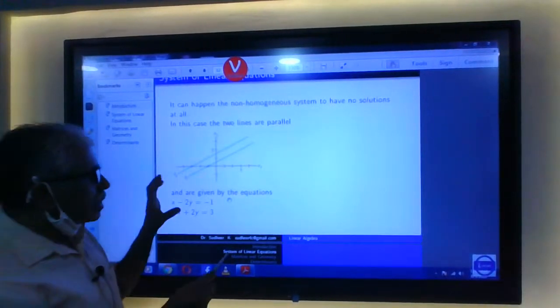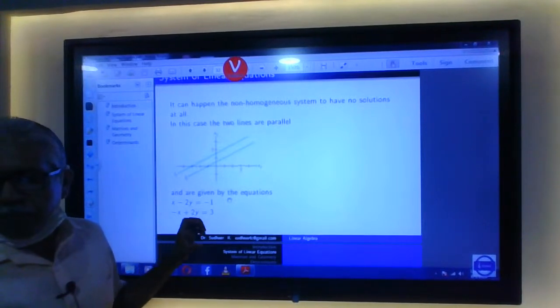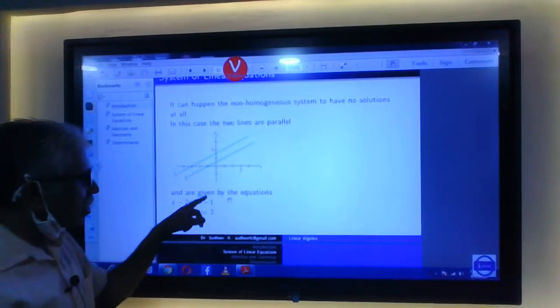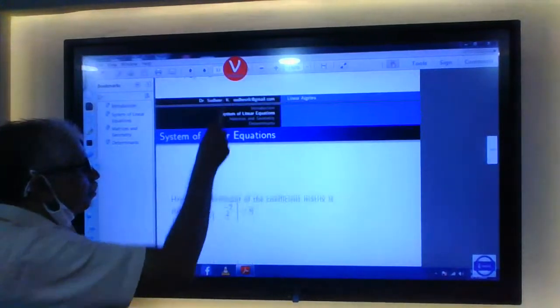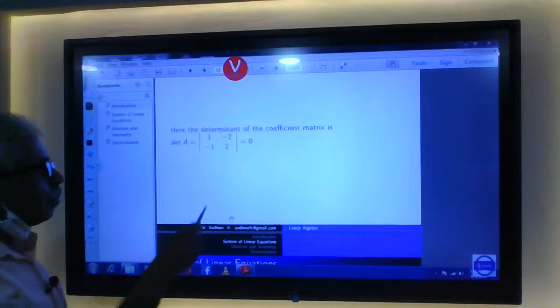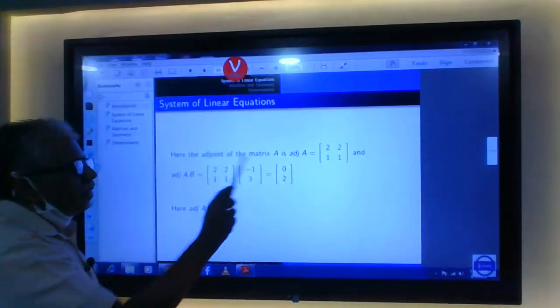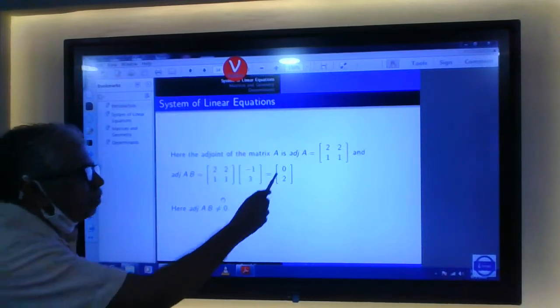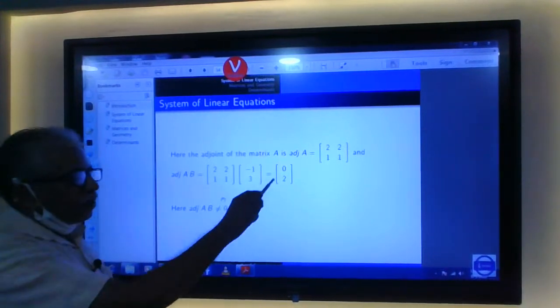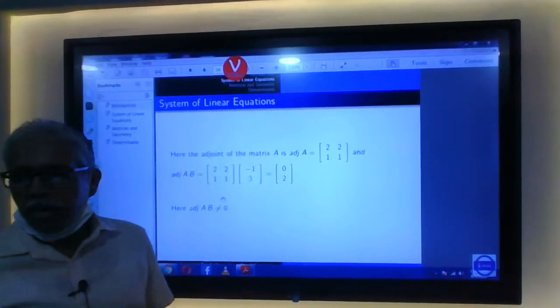And now, in this case, we check what conditions are satisfied by the coefficient matrix and the constant matrix. Here, determinant A equals 0. That is, the determinant of the coefficient matrix is 0. And adjoint A into B, you can calculate to be 0, 2. So it's a non-zero matrix.